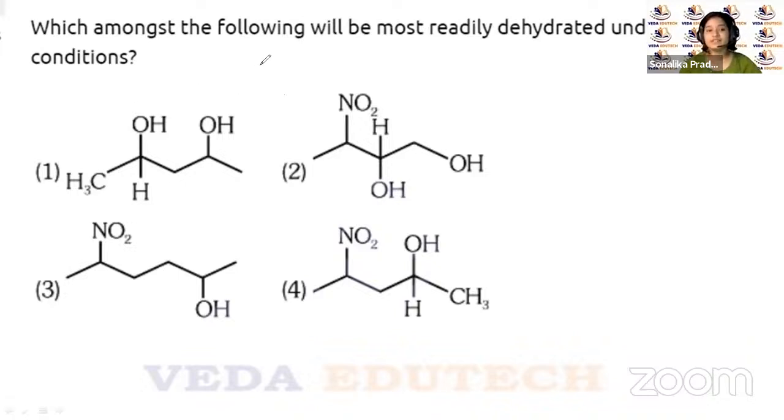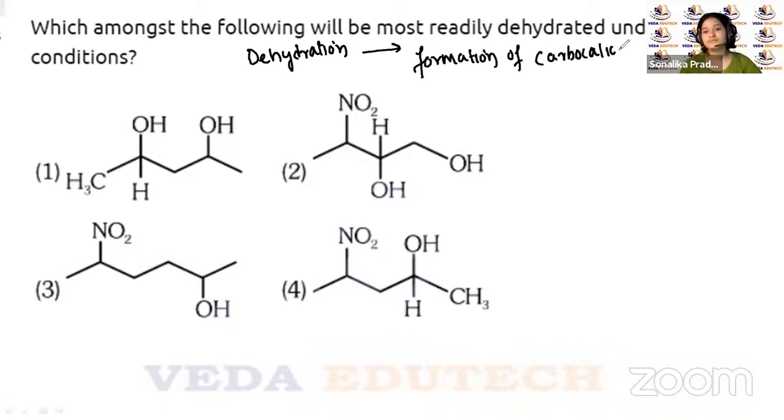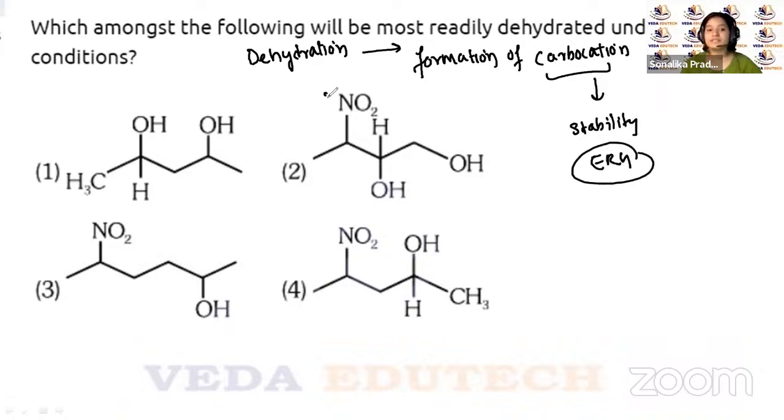Because we know that dehydration follows a mechanism where there is formation of carbocation. Yes, and for the stability of carbocation, we need an electron releasing group, but this is an electron withdrawing group. So when the carbocation will be formed, this is going to destabilize. Yes. So everyone understood what's going to happen? Let us move on to the next question.